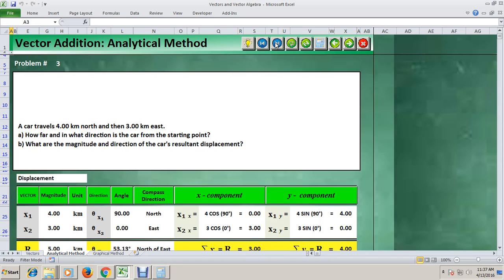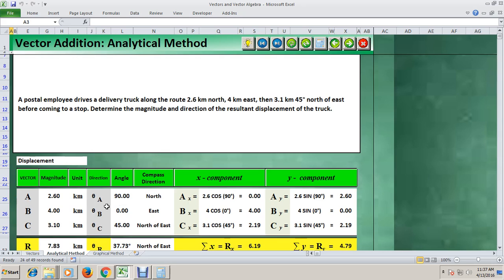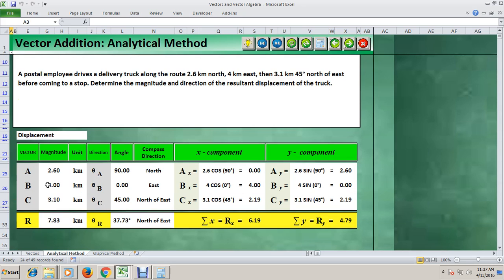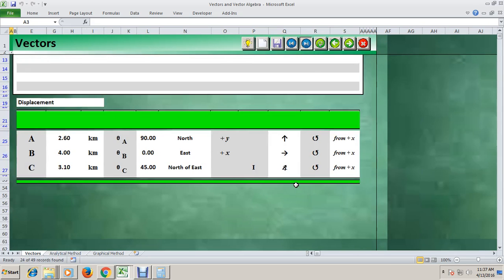Okay, so next, let's have problem number 4. We have 3 vectors. We have vectors A, B, C: 2.6 kilometers, 4 kilometers, 3.10 kilometers. These are the corresponding directions: 90 degrees north, 0 degrees east, 45 degrees north of east. Now, as for the description of these 3 vectors, of course, vector A is directed north on the positive y. The angle 90 degrees is measured from x.